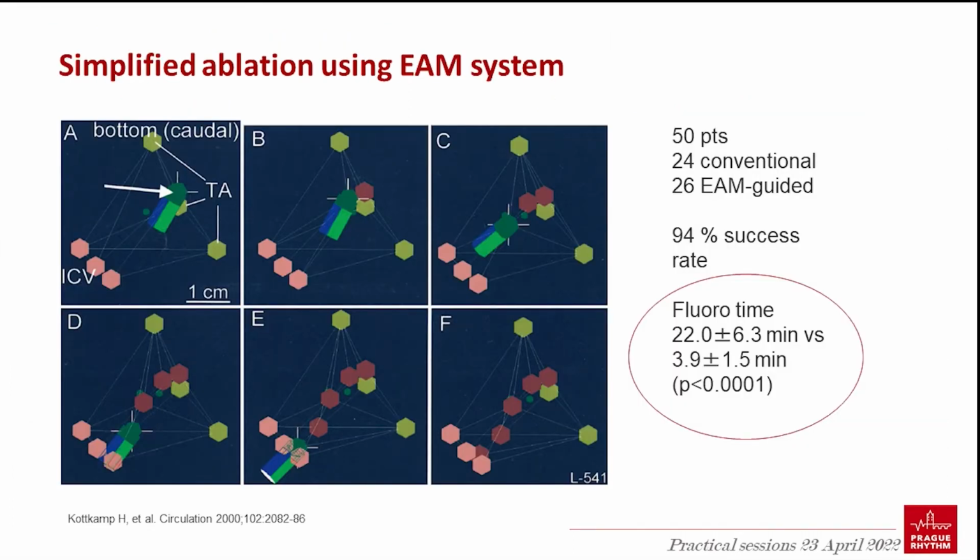This is an example of another strategy based on delineation of the cavotricuspid isthmus by an electroanatomical mapping system. 3 points mark the tricuspid annulus and 3 other points mark the IVC. The ablation is performed between them. This strategy decreases, as you can see here, flutter time.